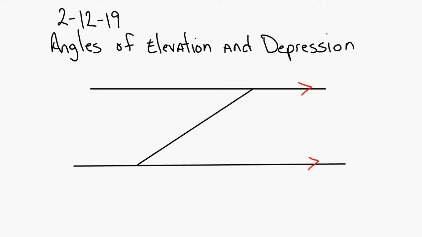This angle is created by a horizontal and a line going up. That's called an angle of elevation.